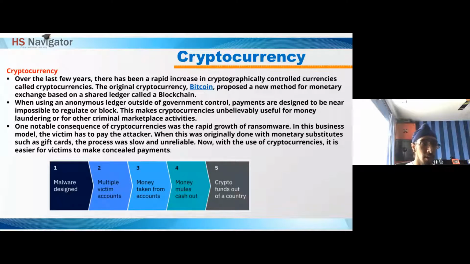And one of the notable consequences of cryptocurrencies was the rapid growth of ransomware, because in this model, the victim has to pay the attacker, and now the attackers can ask for money through Bitcoin or through other sorts of cryptocurrencies that are basically untraceable and unregulated, so that as of now they can get the money back, and they can make concealed payments and get money that's not regulated and get away with the attacks. But cryptocurrency also has a lot of benefits. The fact that it is unregulated gives it a lot of benefits over modern currency as well. But it also makes it a lot more volatile.